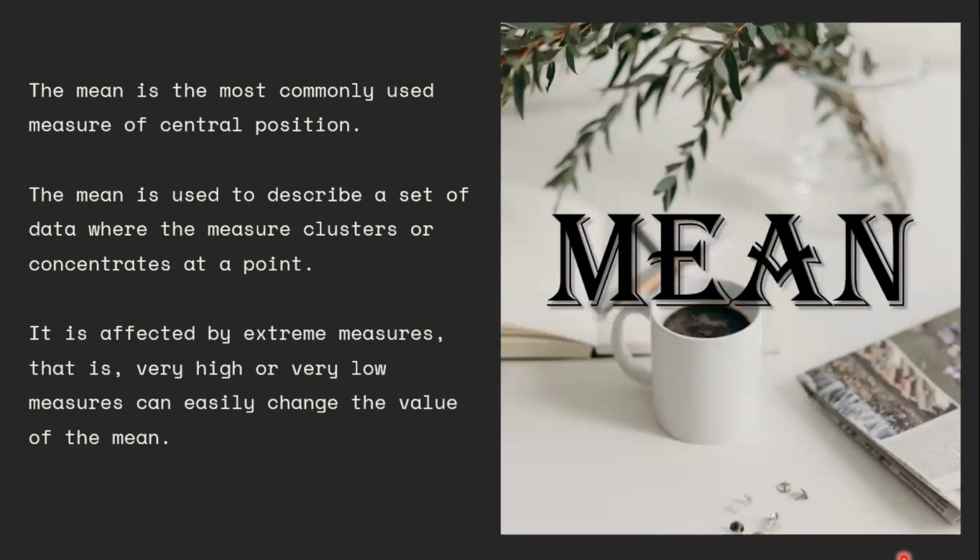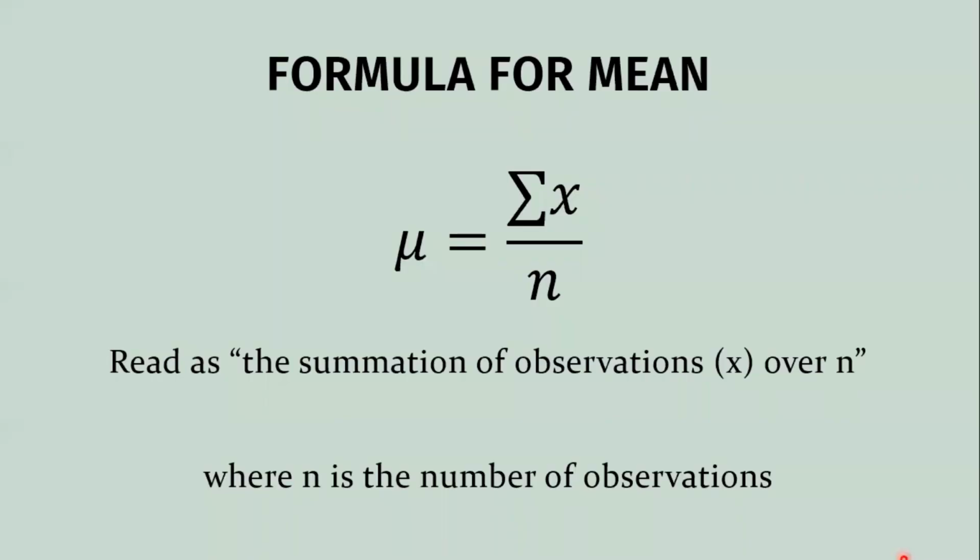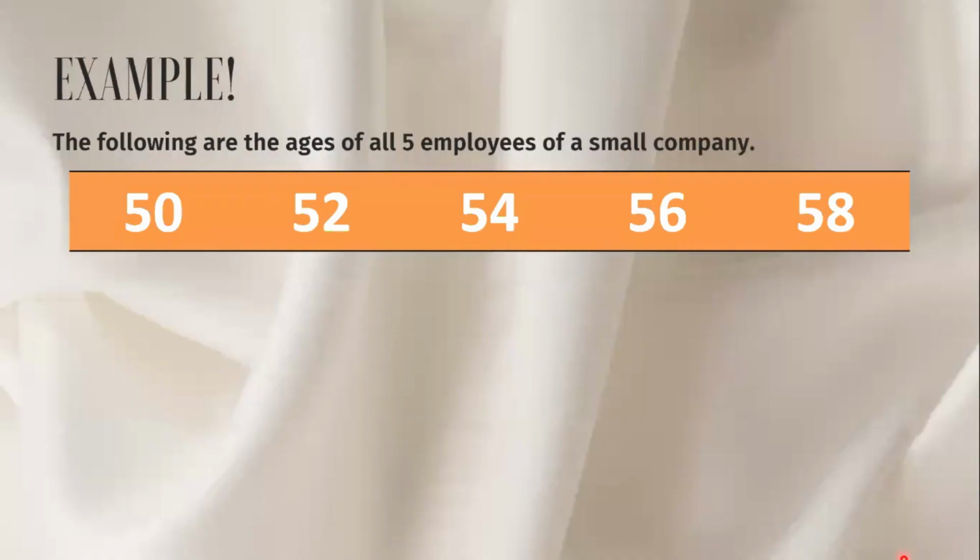The most commonly used is the mean or the average. It is used to describe a set of data where the measure clusters or concentrates at a point. Take note that when extreme measures or outliers are present in the dataset, the value of the mean can easily change. To solve for the mean, please refer to this formula: the summation of x divided by n, where n is the number of observations. In other words, you just need to add all the numbers and divide by how many numbers or the count of numbers present.